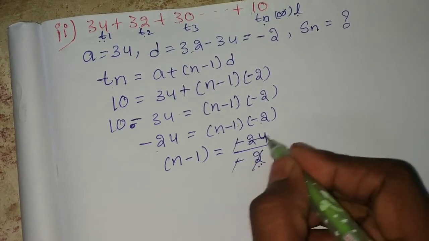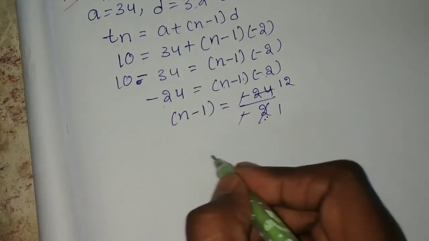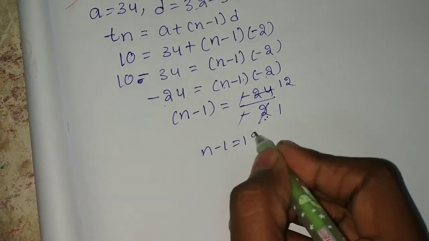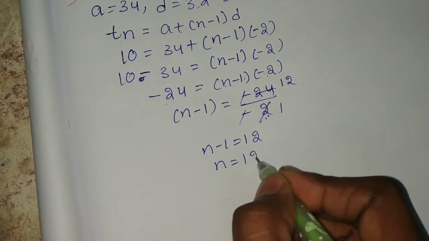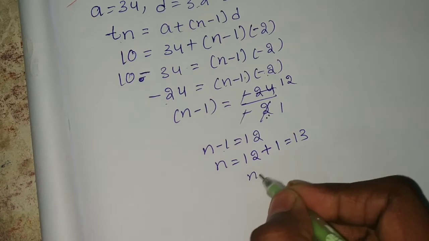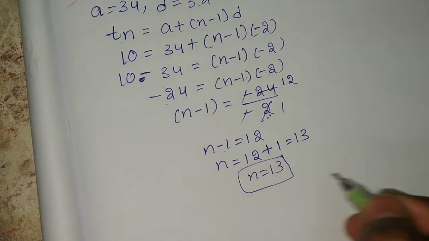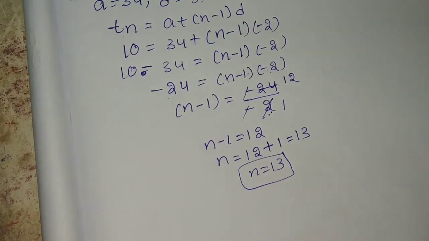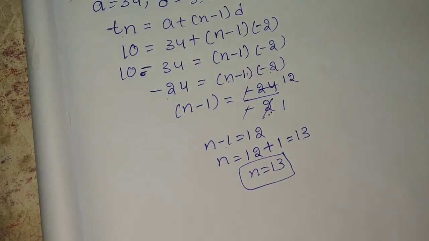So, 2 ones are 2, 2 12s are 24. N minus 1 is equal to 12. N is equal to 12 plus 1. We get 13. So, n is equal to 13. So now we find the number of terms here. How many terms do we have? We have 13 terms in this question.